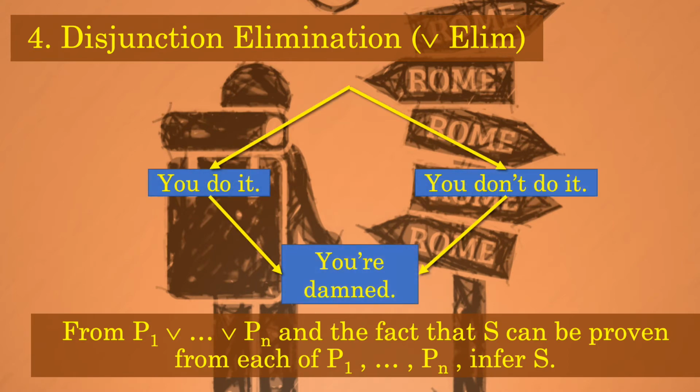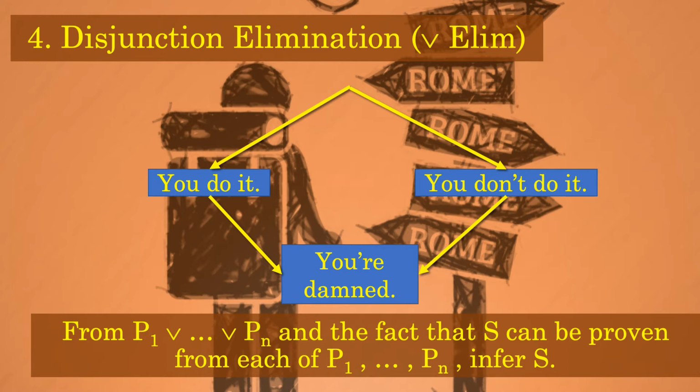So here's the example we used from the previous slide. You're damned if you do and you're damned if you don't. So either you do something or you don't, right? If you do it, you're damned. If you don't do it, you're damned. Therefore, you're damned. That would be an example of this. All roads lead to damnation, if I can put it that way.